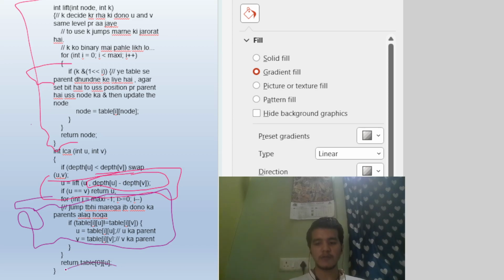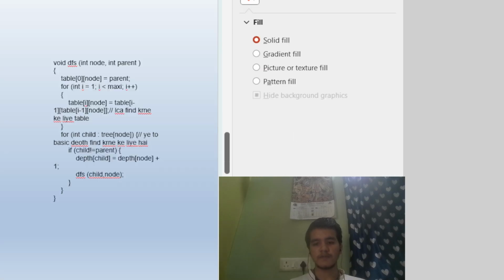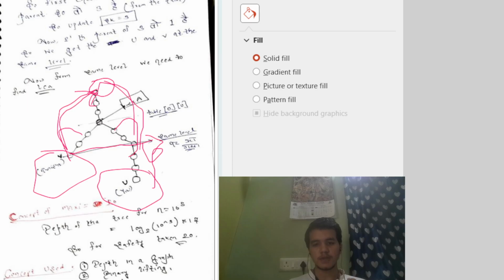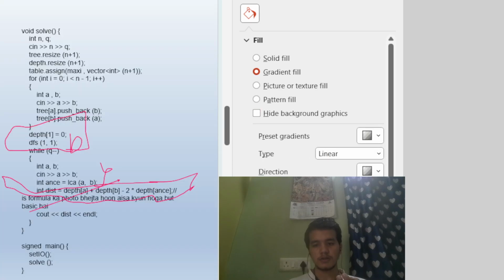And at the end we will return table of u0. This will give the value of LCA, and when we get the value of LCA, we will put that in the formula. So depth of u plus depth of v minus 2 into depth of lca. This lca is basically the distance L, and in this way we will get the answer.